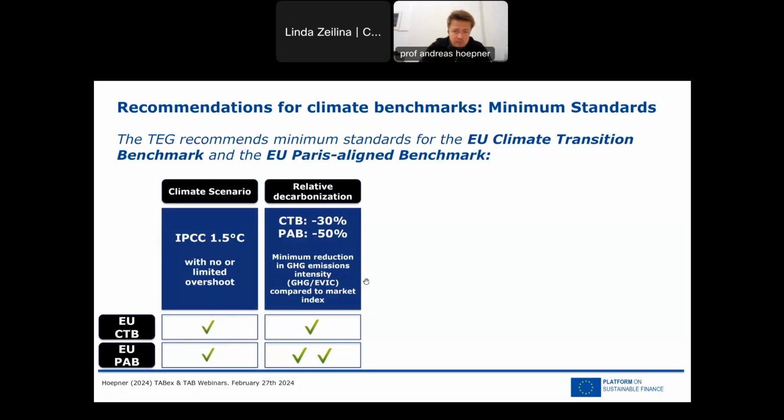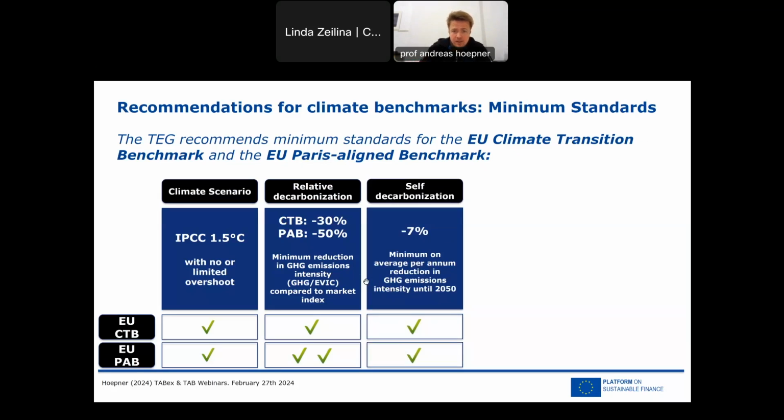CTB then basically proposes a minus 30% decarbonization to start with. The PAB is a minus 50% decarbonization. They decarbonize emissions divided by valuation, so greenhouse gases divided by enterprise value, including cash from an investor perspective. And they do that at a 7% speed year on year. In fixed income, they can also decarbonize absolute emissions.